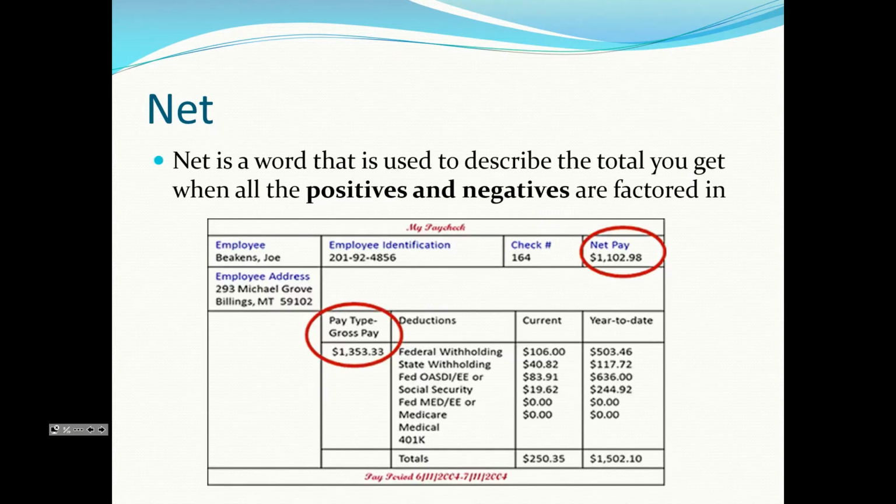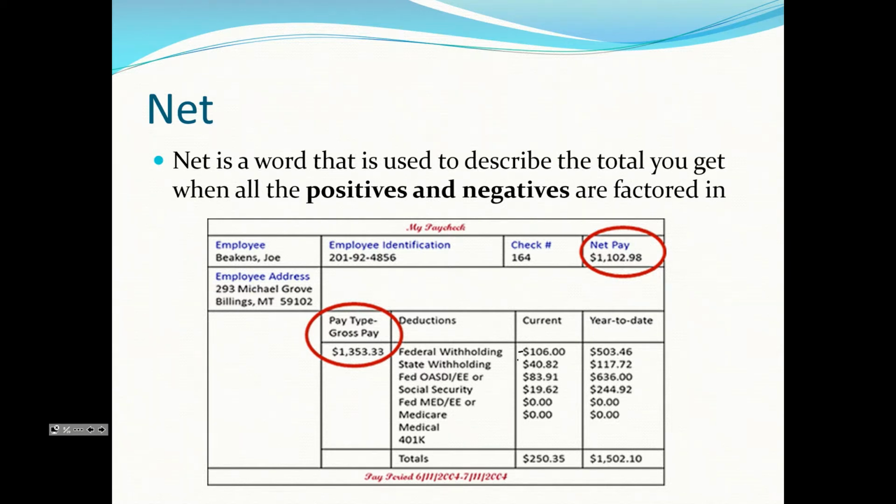So the term net is used to describe the total you get when all the positives and negatives are factored in. Somewhere where you might see net in everyday life is your net pay. You have gross pay. Your gross pay is just, you make $12 an hour, you work 20 hours, that's your gross pay. So your gross pay is your total amount that you make, but then you have deductions, right?